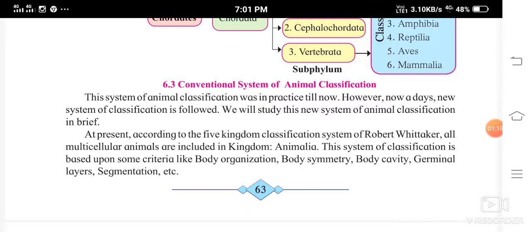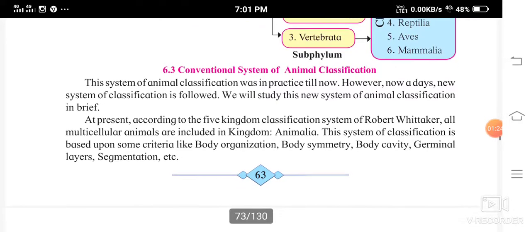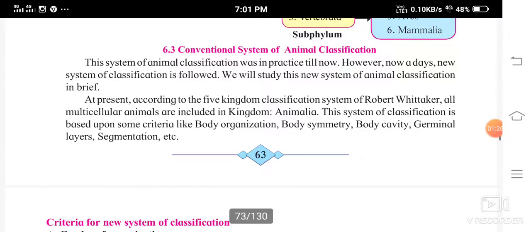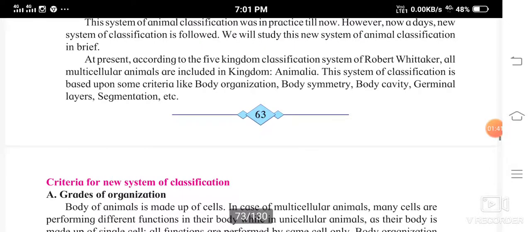However, nowadays a new system of classification is followed. We will study this new system of animal classification in brief. Till now the conventional system of animal classification was in practice, however nowadays a new system is followed. So let us study this new system of animal classification.